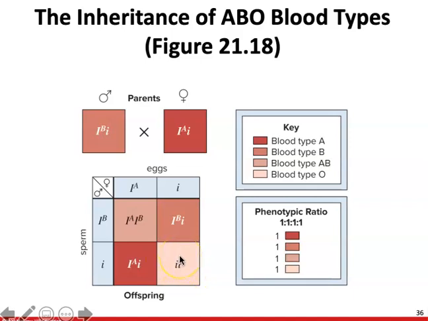So in the case that we have two heterozygous parents, one who is type A, one who is type B, their odds of having offspring who are AB are 25%, odds of B, 25%, odds of A are 25%, and the odds of a type O child would be 25%.